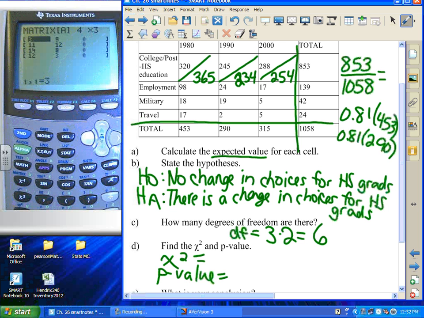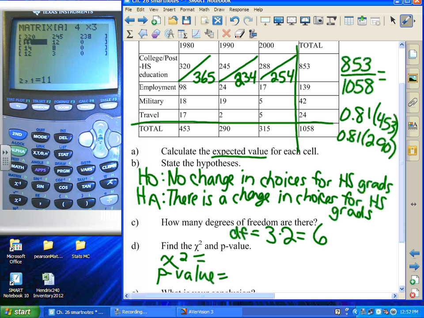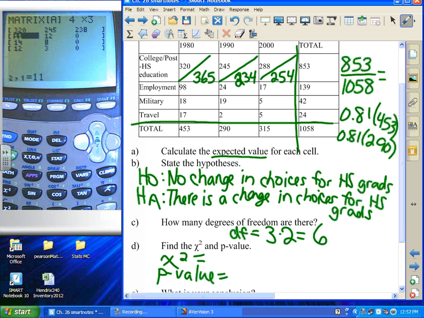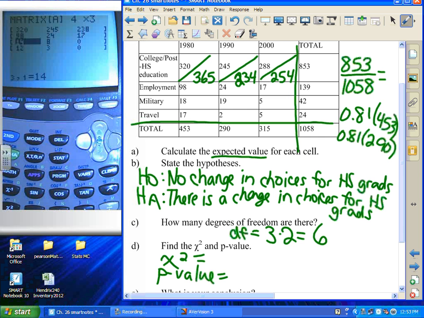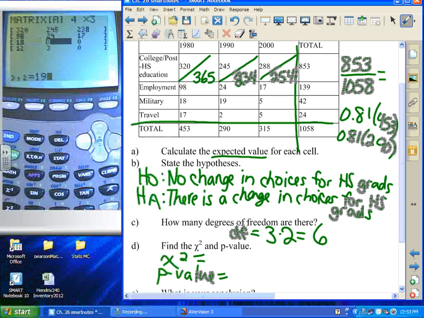Now you just type all the numbers in. They're called the observed, the originals. Can you see this? 98, 24 and 17. What's the third military group say? 18, 19, 55. And 72 and 5?